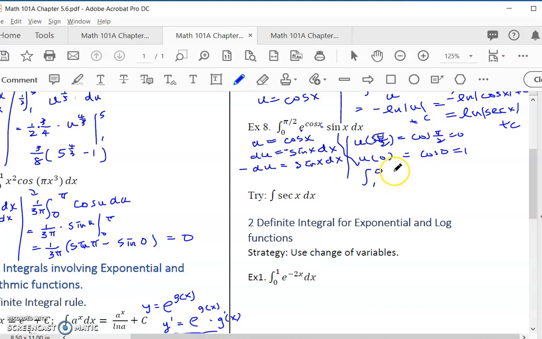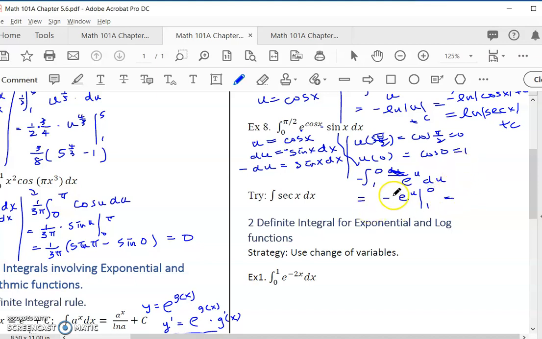And then my top will become e to the u. Sine x dx is du. Oh, a negative du. So it becomes negative e to the u from 1 to 0.